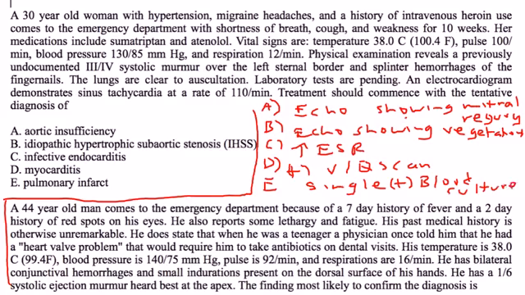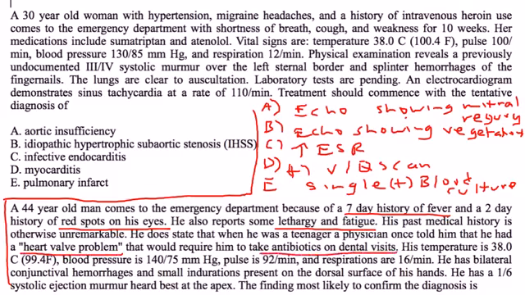So let's read the question. 44-year-old man comes to the ED with 7-day history of fever and 2-day history of red spots on his eyes. I'm assuming those are the Roth spots. He also reports some lethargy and fatigue. His past medical history is otherwise unremarkable. He does state that when he was a teenager, a physician once told him that he had a heart valve problem that would require him to take antibiotics on dental visits.